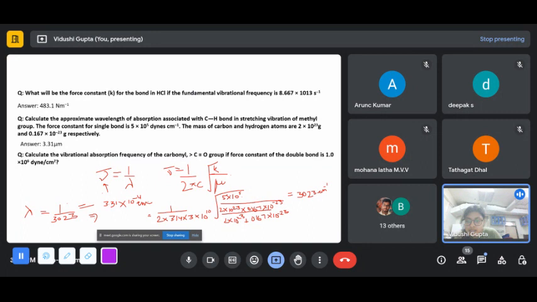It's in centimeter, and micrometer is 10 minus 6, so it will be 3.31 micrometer. Is it clear up to here? Is it clear? Yes, ma'am. Okay.